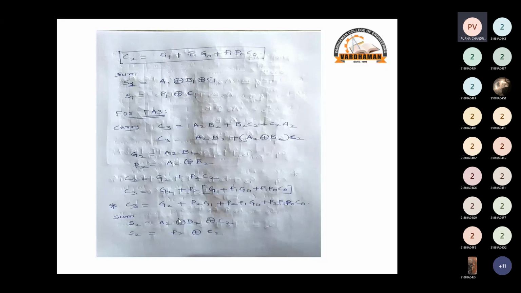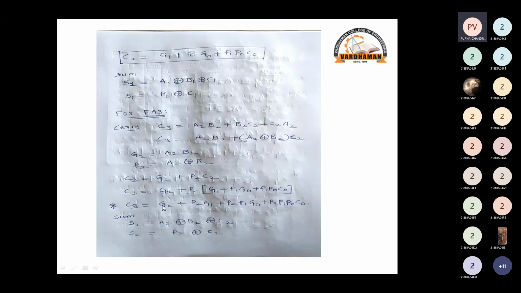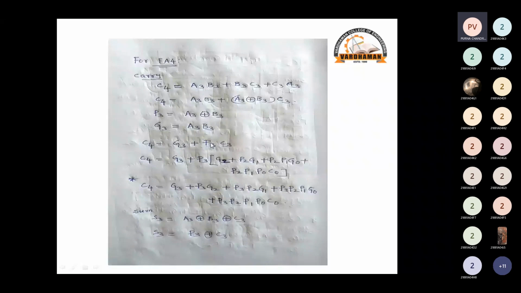Similarly, what is the sum expression of the third full adder? S2 is equal to A2 XOR B2 XOR C2. This can also be written as P2 XOR C2. Now, similarly for full adder 4, this is the carry expression. C4 is equal to G3 plus P3 C3. What is C3? We already determined this one. Now substitute this expression into the next one, that is P3 into C3, which is equal to G2 plus P2 G1 plus P2 P1 G0 plus P2 P1 P0 C0. So after substituting this, finally we got the carry expression for full adder 4.